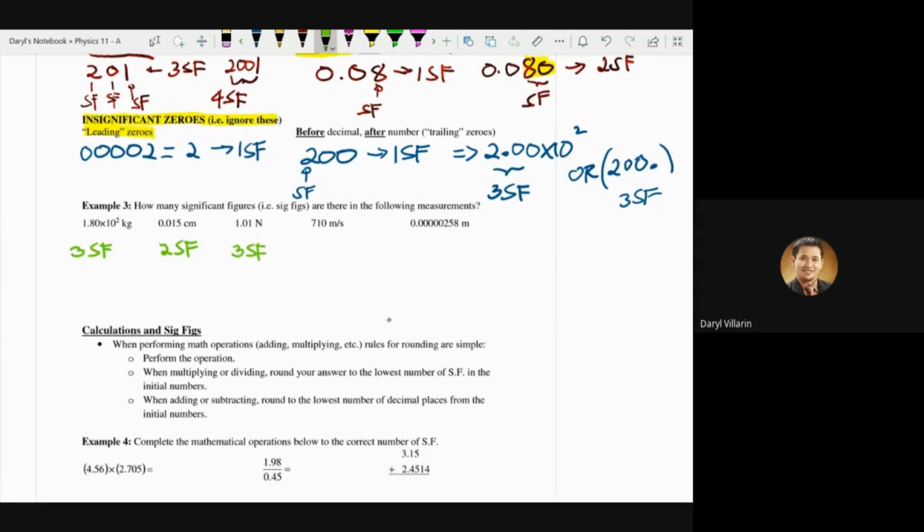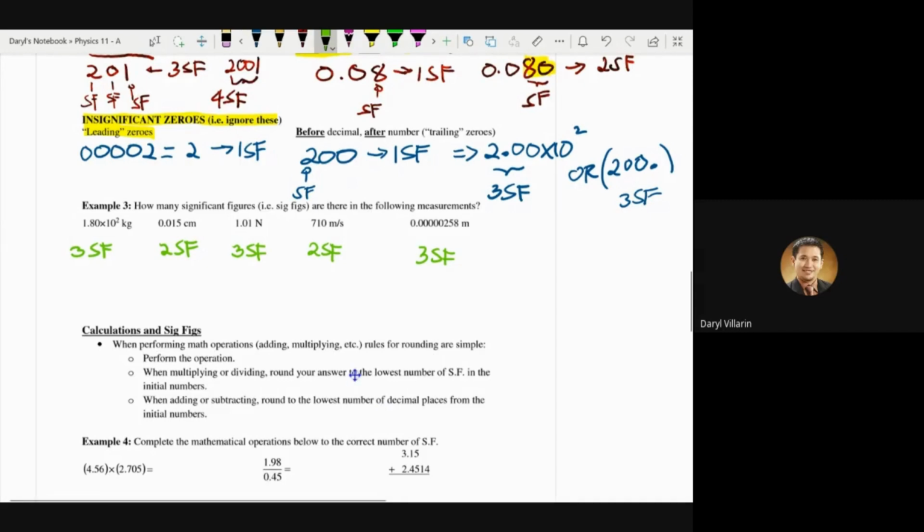And then 710 meters per second. So the zeros after a non-zero without a decimal there, the 0 here is considered insignificant. So therefore, you only have two significant figures. And then the last one here, the zeros in front. Again, you don't have any non-zero in front here. So all the zeros here are insignificant. So the significant figures are just your 2, 5, and 8. So you have three significant figures.